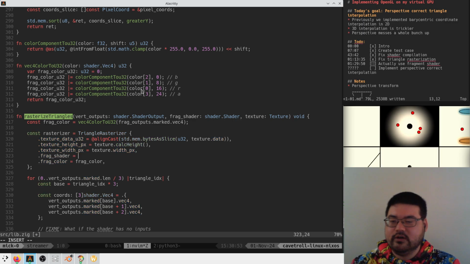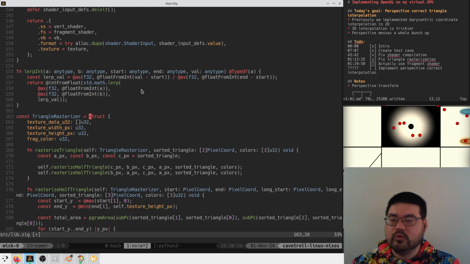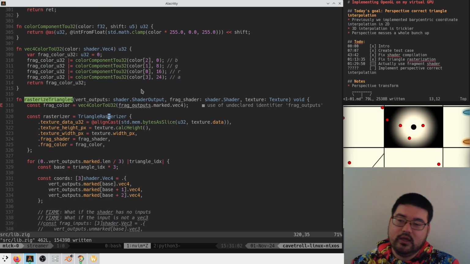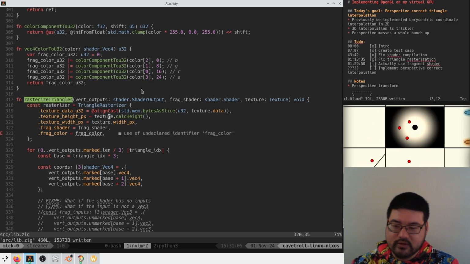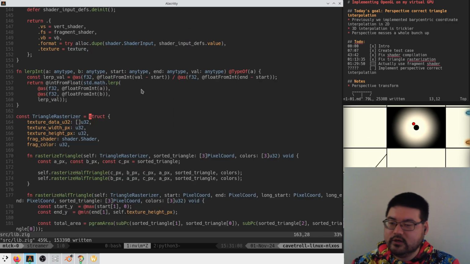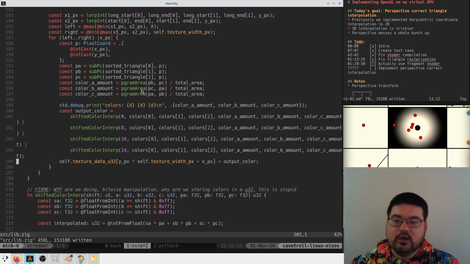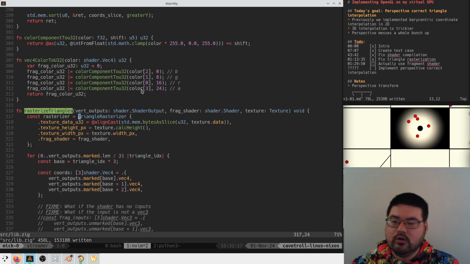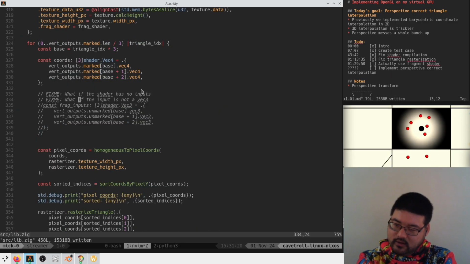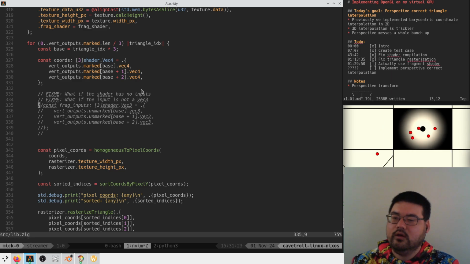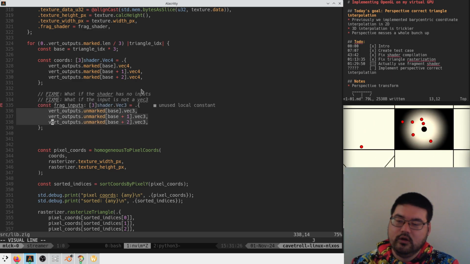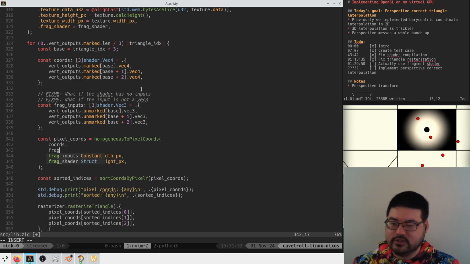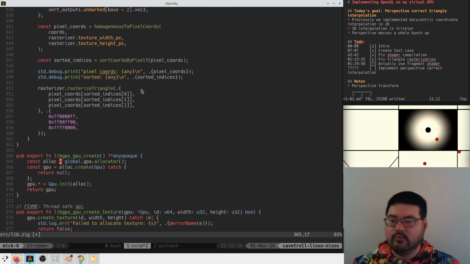Okay, we pass the fragment shader into our rasterizer. That seems reasonable. And now we can't compute the color here. We're going to have to figure that out later, which means that our rasterizer can't look at the color. That makes sense. And I guess what we're going to do is take the inputs to our fragment shader, which we have here, and pass those as some of our inputs to rasterization, I guess.